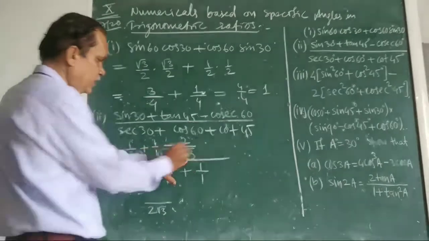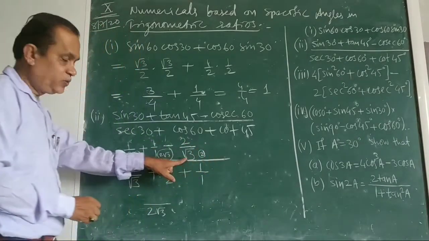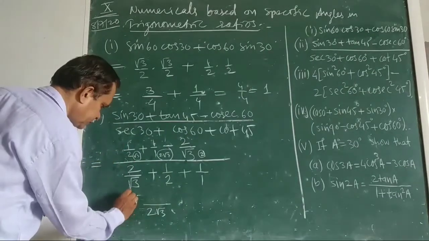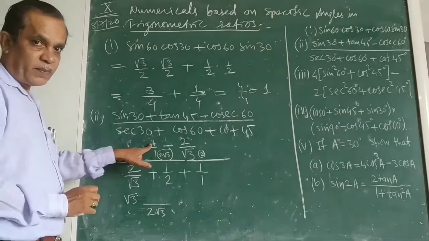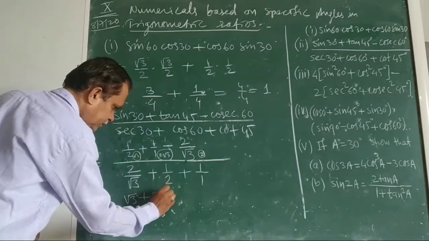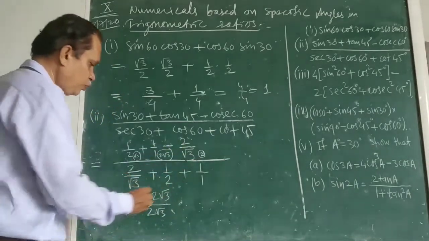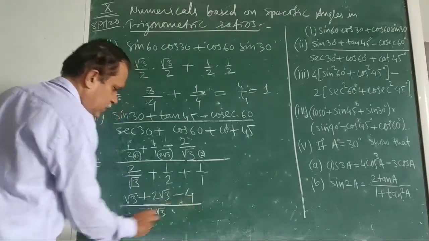And here by 2. You are knowing this? Very good. Root 3 multiplied by 1, root 3. Plus 1 multiplied by 2 root 3, 2 root 3. Minus 2 multiplied by 2, 4. And 4 divided by 2 root 3.